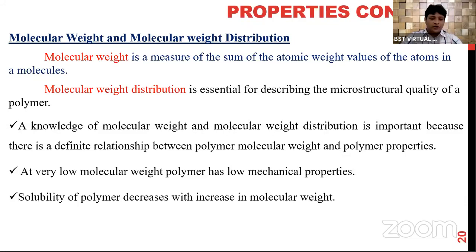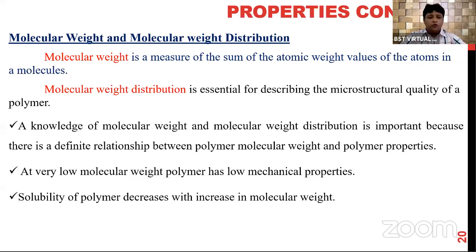So as I told you, depending on the molecular weight, the properties will also change. If a polymer has low molecular weight, the mechanical strength will be less. If a polymer has high molecular weight, the mechanical strength will be high. Like this, the solubility of the polymer decreases with an increase in molecular weight. That means the higher the molecular weight, the lower the solubility.